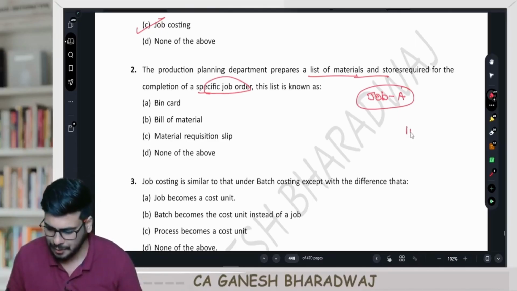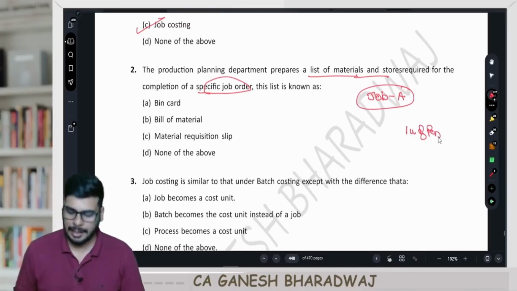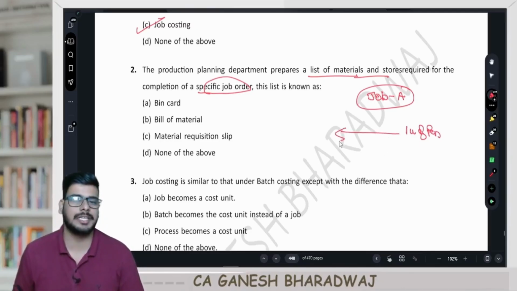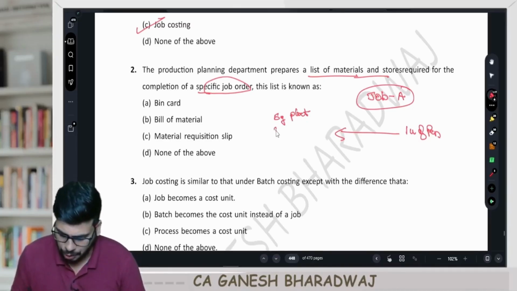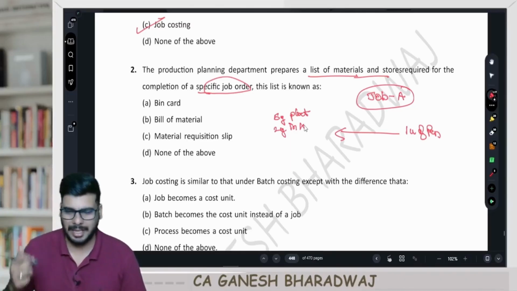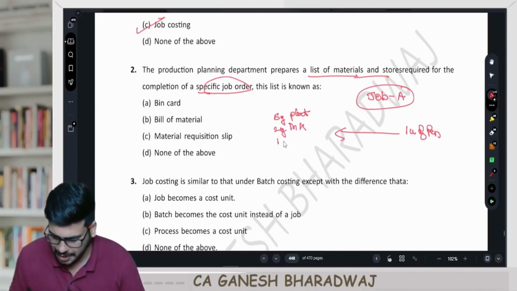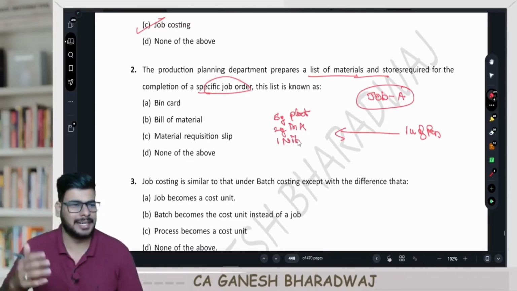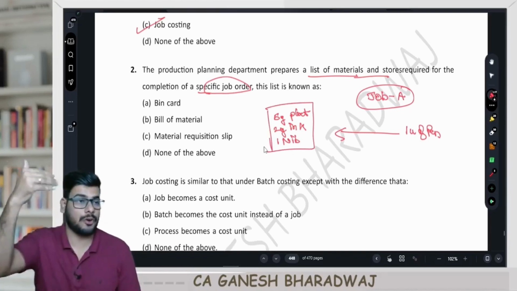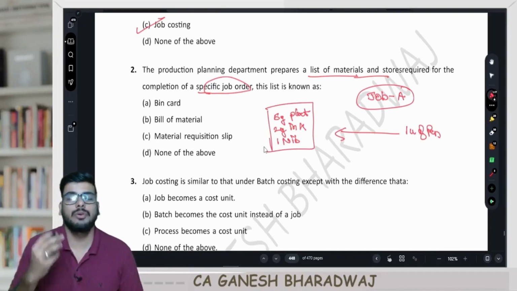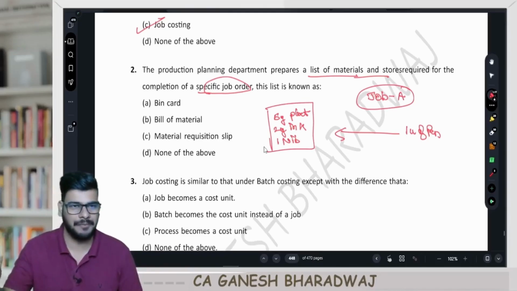Right? Now let us say, whether it is job costing or unit costing, anything, for me to manufacture 1 unit of pen, okay? What are all the raw materials I require? Maybe I will say I need 5 grams of plastic, right? Then maybe 2 grams of ink, right? And something like 1 nib I need, right? And so on and so forth. Like this, I prepare a list of raw materials required to manufacture 1 unit of my finished product.